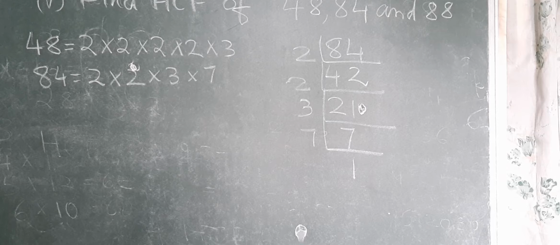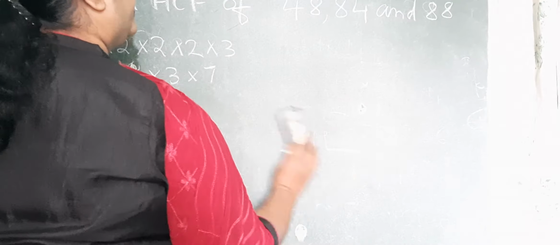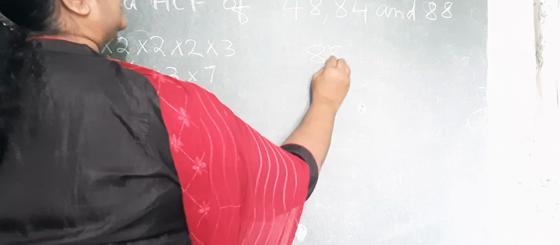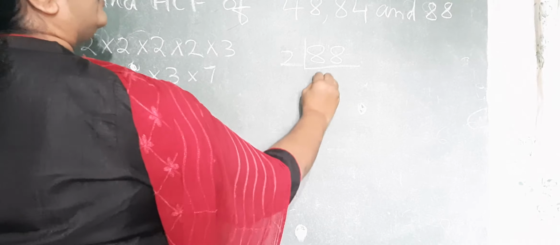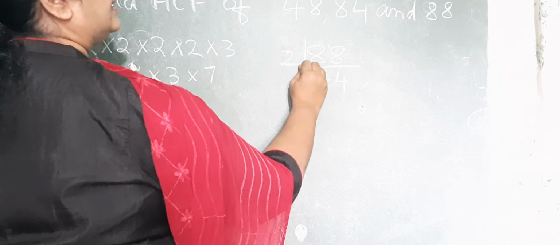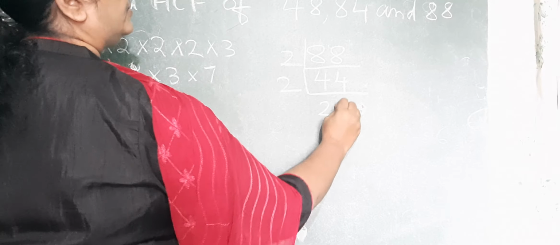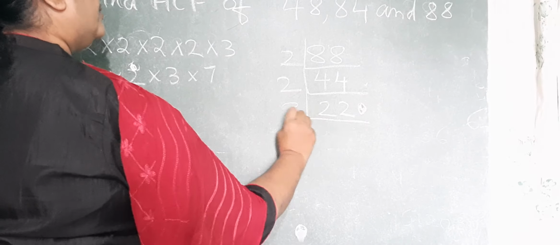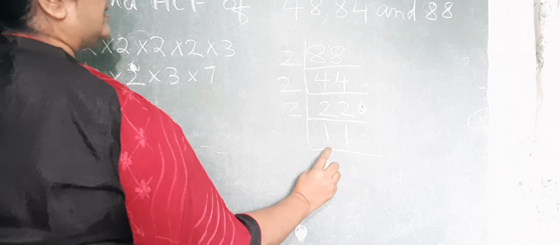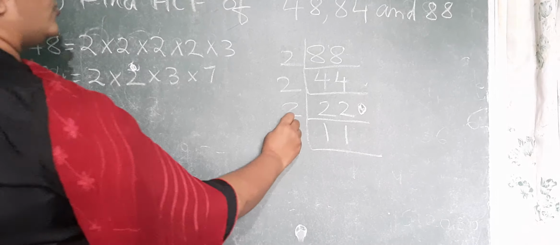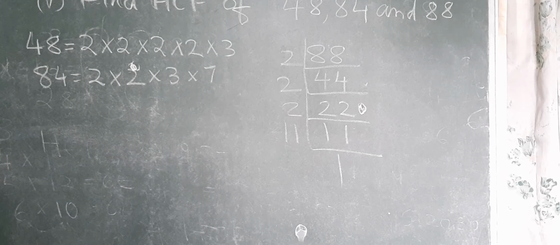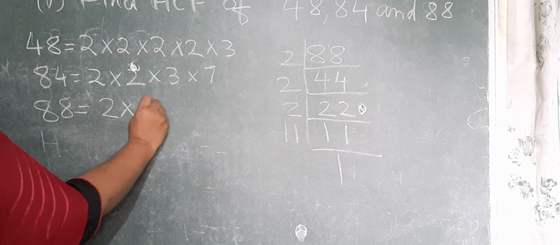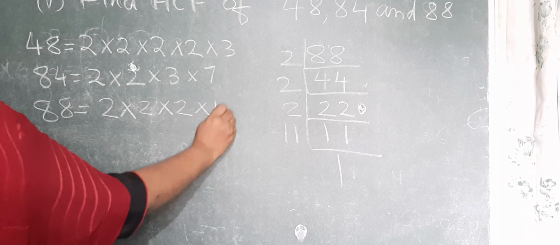Now let me try 88 also. So what about 88? 2 fours are 8. 2 twos are 4. 2 ones are 2. 11 is a prime number, isn't it? So it won't go by any table. So 11 ones are 11. So I will write it as 88 is equal to 2 into 2 into 2 into 11.